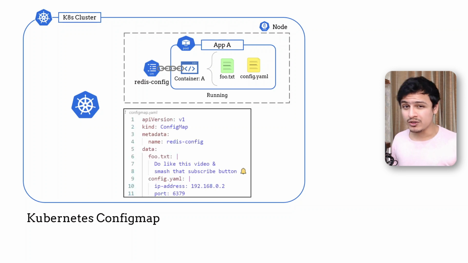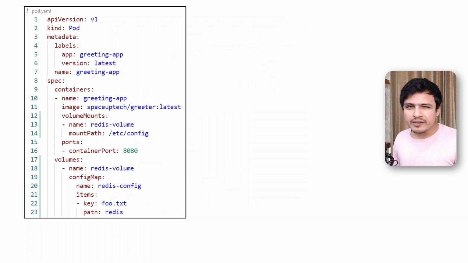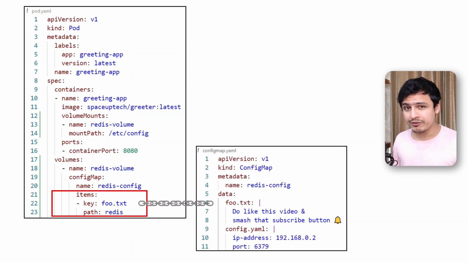So if your ConfigMap looks something like this, you can expect a file with the name of foo.txt to be created in the directory you mentioned. Just like environment variables, you can also cherry pick the files you want to mount. Simply provide all the keys in the ConfigMaps that you are interested in. And as a bonus, when using this method, you get to choose the name of the files as well.